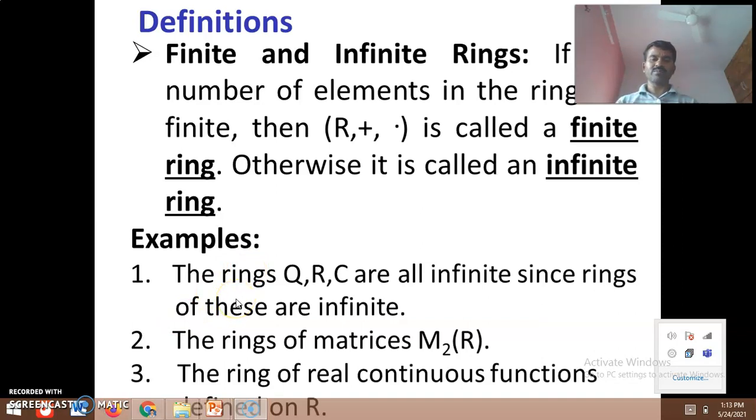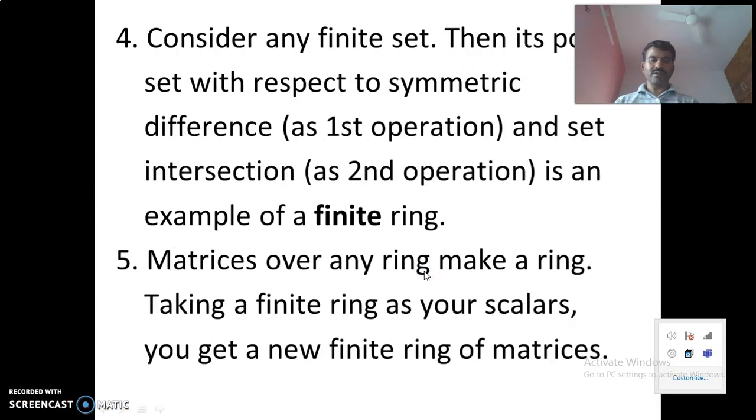Examples of finite and infinite rings: the set of rational numbers, set of real numbers, set of complex numbers are all infinite rings, since the number of elements in these is infinite. The ring of matrices M2(R) is a finite ring. The ring of real continuous functions is also a finite ring. And then consider any finite set, then its power set with symmetric difference as the first operation and intersection as the second operation is an example of a finite ring.